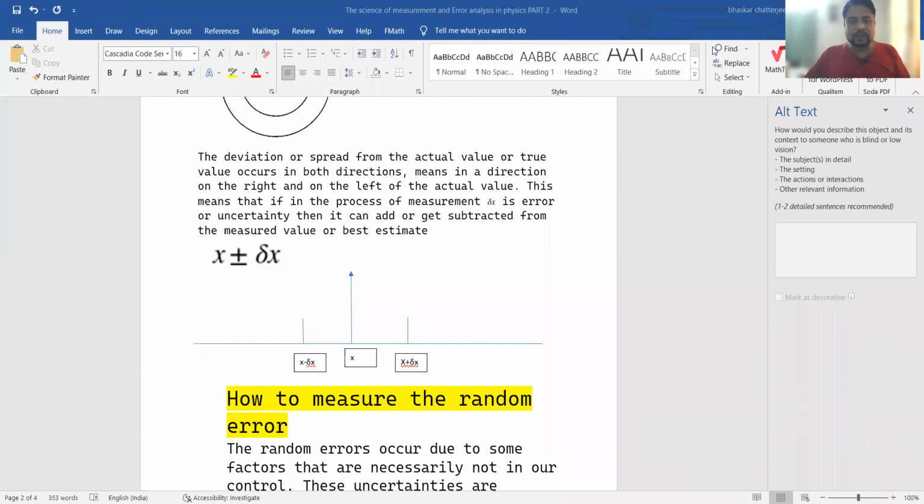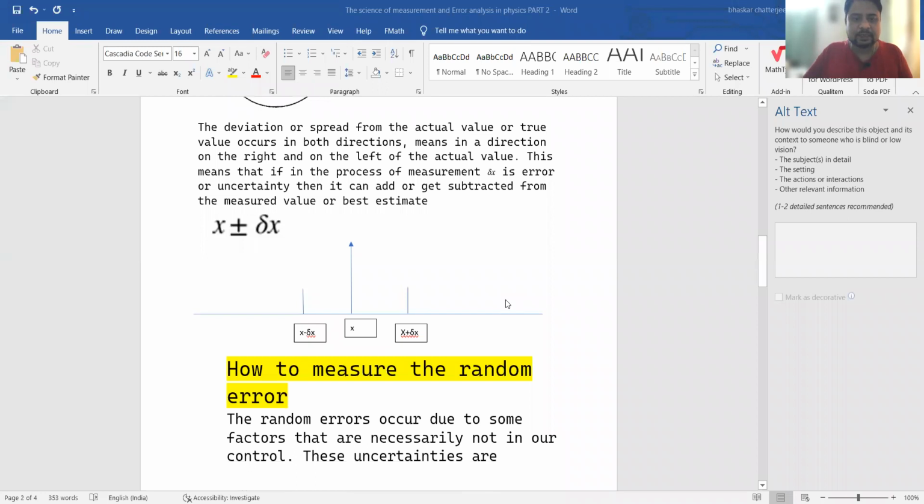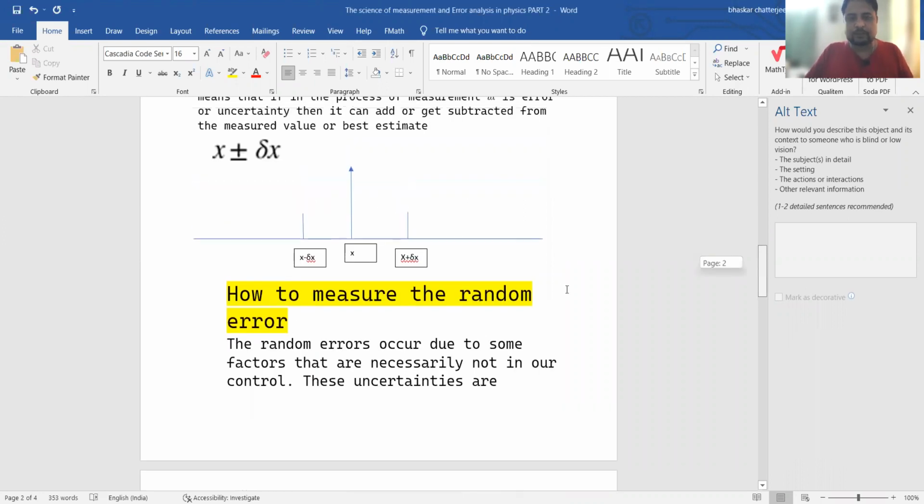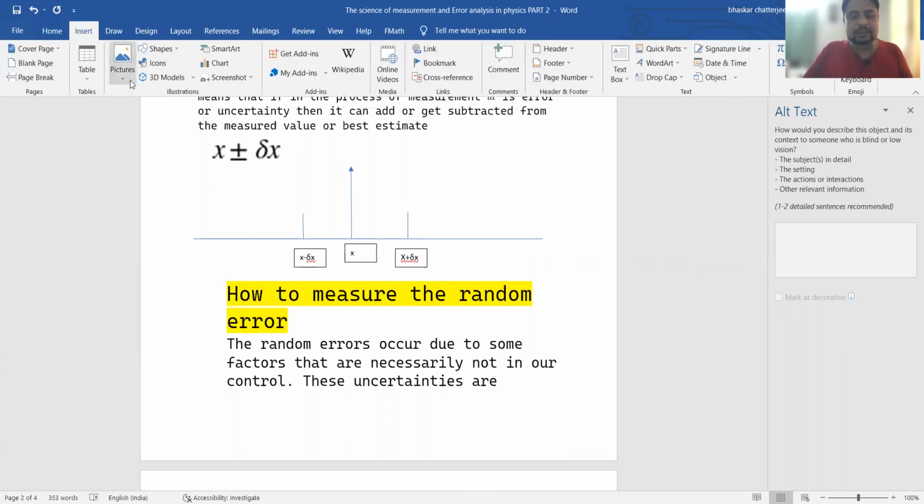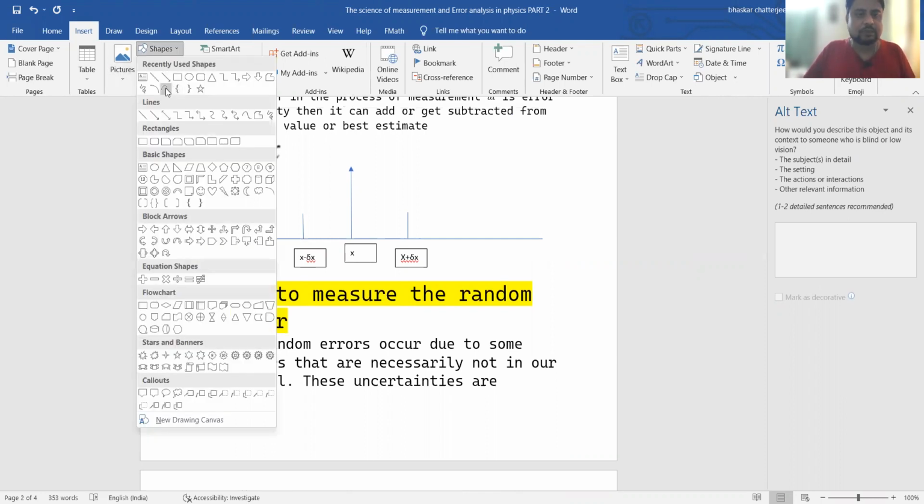So this delta x can be added as well as subtracted. If this blue line in the diagrammatic representation is the best estimate x, then our report of measurement can be x plus delta x or x minus delta x. So what is the result of our measurement? What is the result of our experiment?